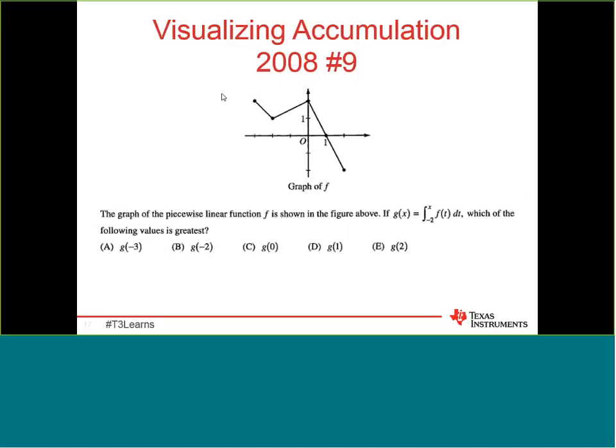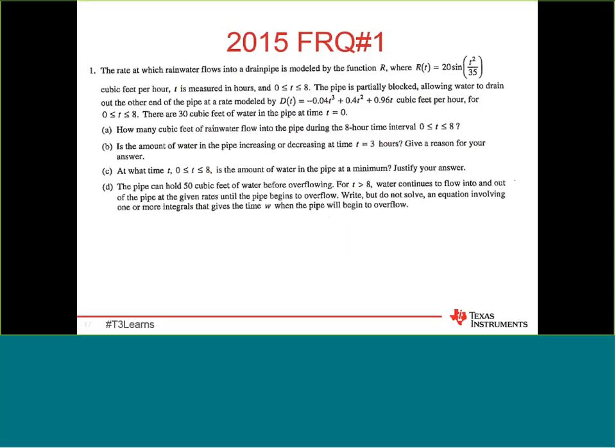Okay, so let's take a look at the next question I'll talk about. It's from the free response. It seems every year on the exam there's some type of in and out rate question. We're told that the rate at which rainwater flows into a drain pipe is modeled by the function R, where R of t is defined as such, and t is measured in hours from 0 to 8.